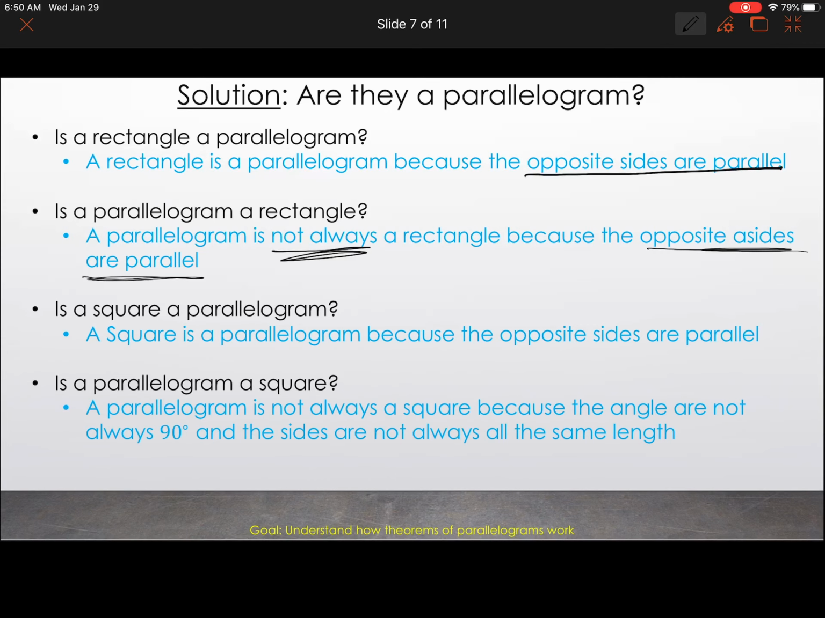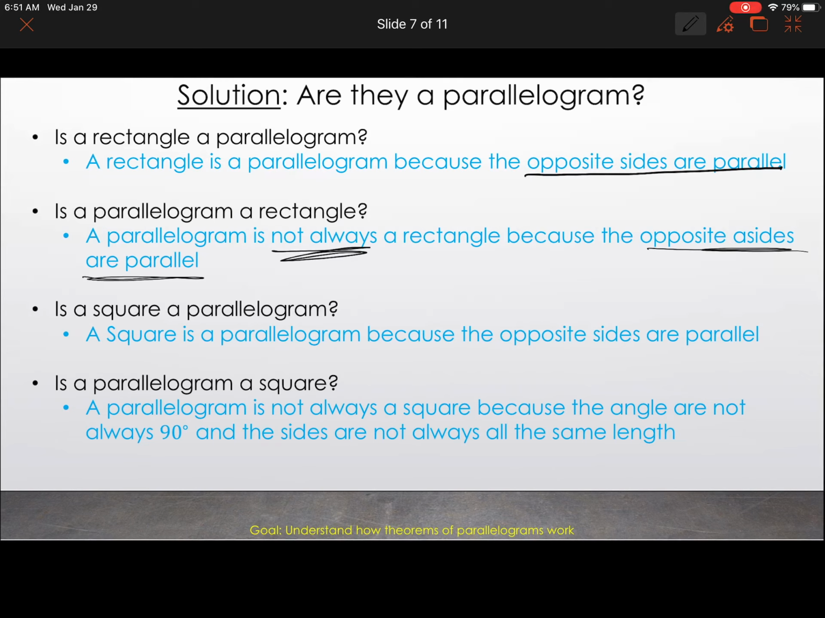Part of it is why it's not a rectangle. A parallelogram is not always a rectangle because the corners, the diagonals, or the angles in the parallelogram don't have to be 90 degrees. They can be kind of shifted a little bit. Their opposite angles just have to be congruent.